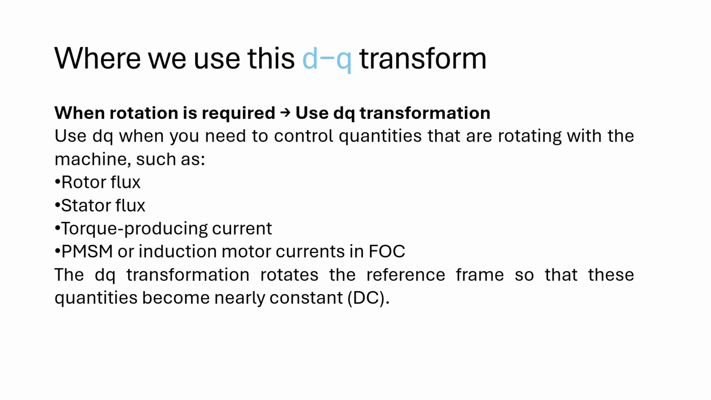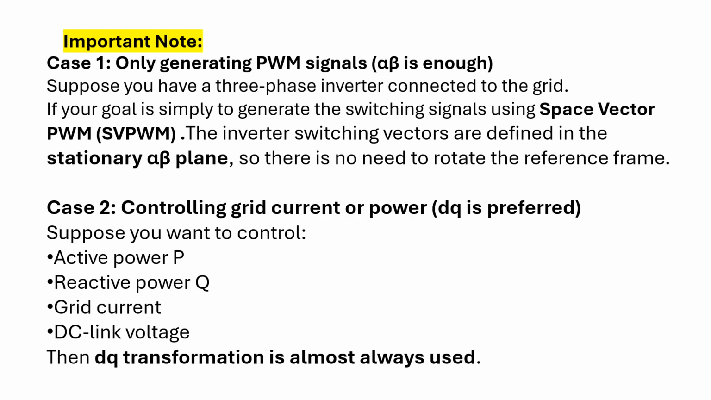When rotation is required, we use this DQ transformation. Use DQ transformation when you need to control quantities rotating with the machine, such as rotor flux, stator flux, torque producing current, PMSM or induction motor currents, field oriented control. The DQ transformation rotates the reference frames so that these quantities become nearly constant DC. One important case is, in case 1, for only generating PWM signals alpha beta is enough.